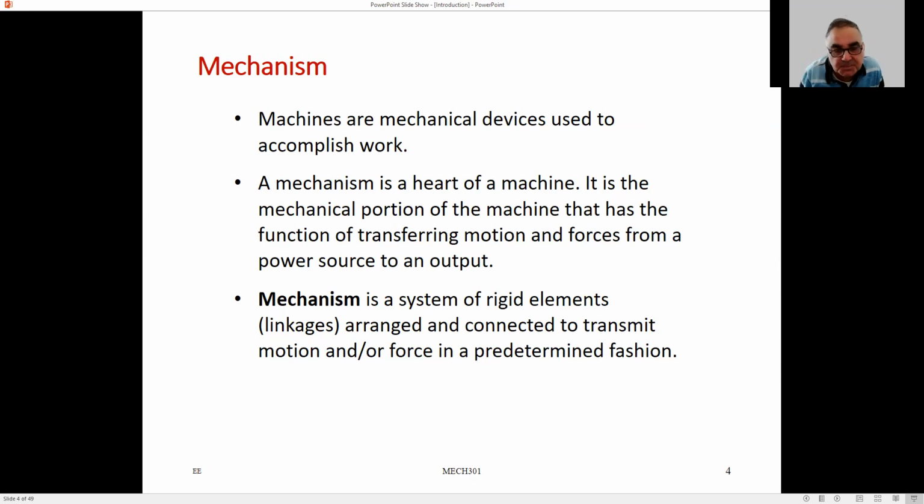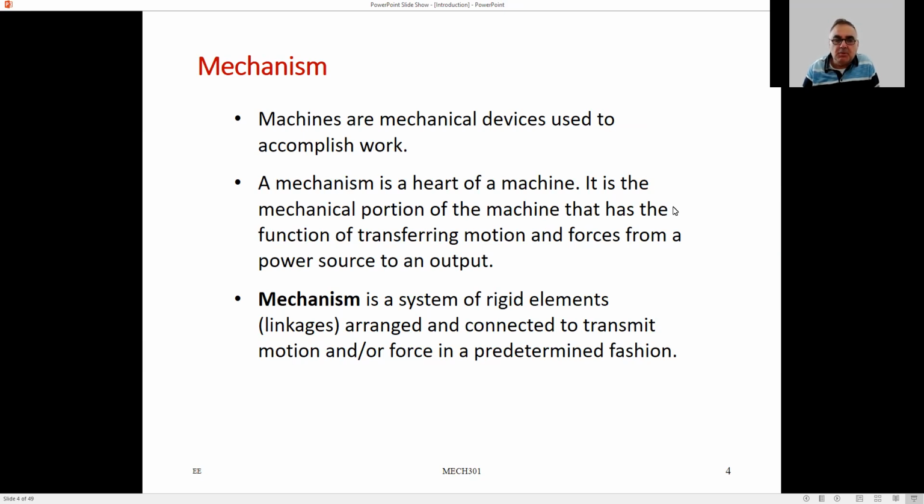But anyway, so mechanism is a smaller part of a machine, which is the mechanical part, which makes the motion possible, let's say.